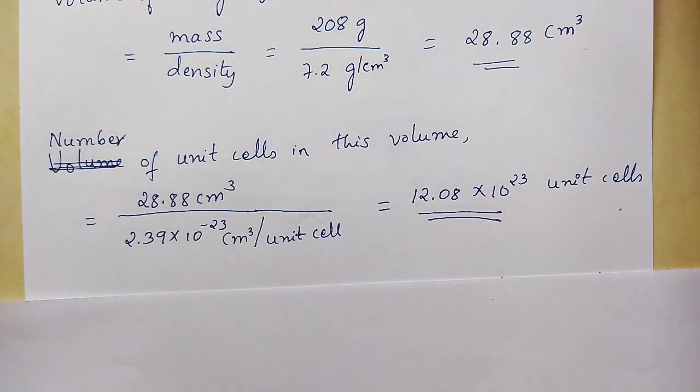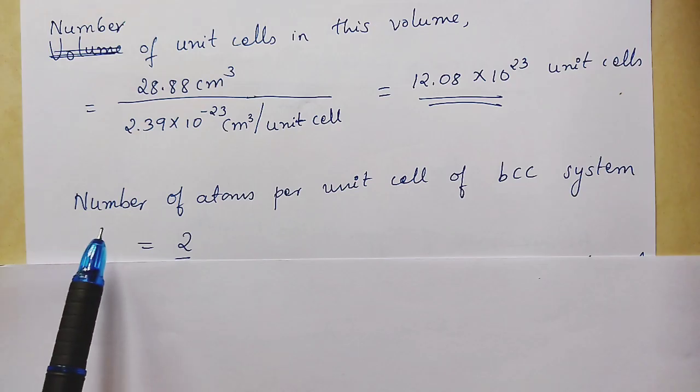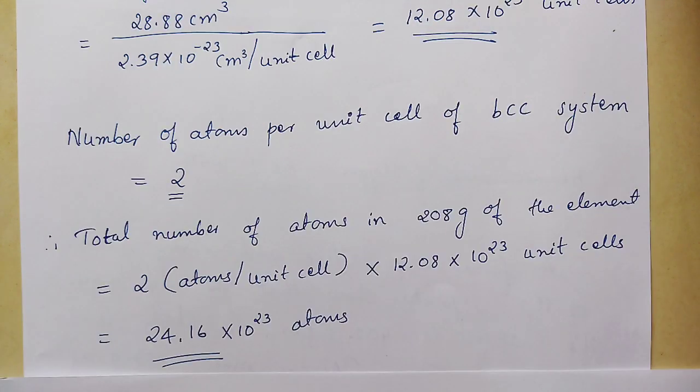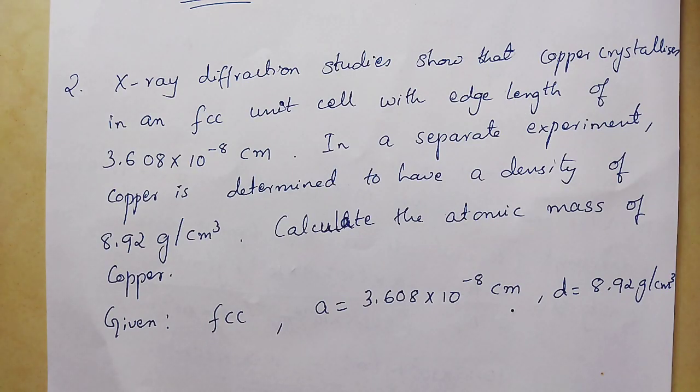It is already given in the question that the element crystallizes in BCC form. We know that the number of atoms per unit cell of BCC system is 2. Therefore, total number of atoms in 208 gram of the element would be 2 atoms per unit cell into total number of unit cells, that is 12.08 into 10 to the power of 23 unit cells. So the final answer comes out to be 24.16 into 10 to the power 23 atoms. So this is the answer. I hope it is clear to you. We will see the second problem.